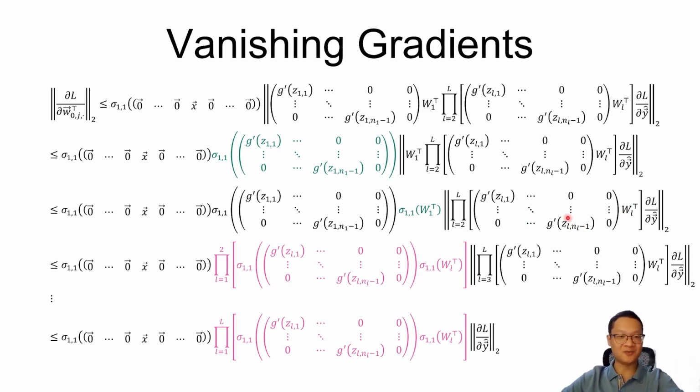So I'm going to do this a bit more quickly now. We have a sigma 1 of the first G prime matrix, and then the first weight. Then we can do it for L equals 2. So now we will have another term, and we can actually write this as a product: the product for L equals 1 to 2 of sigma 1 of this diagonal G prime matrix times sigma 1 of WL transpose, right? L from 1 to 2. And now we still have the remaining part, which is the vector that stays inside the 2 norm. But now the index goes from 3 to big L, because two of the terms came out in front.